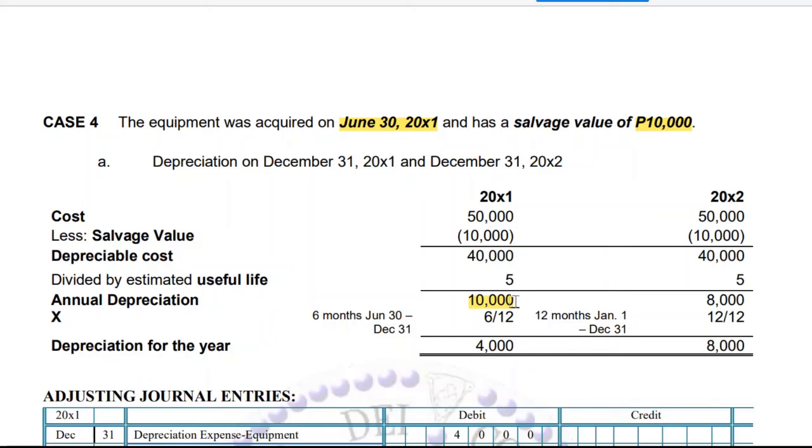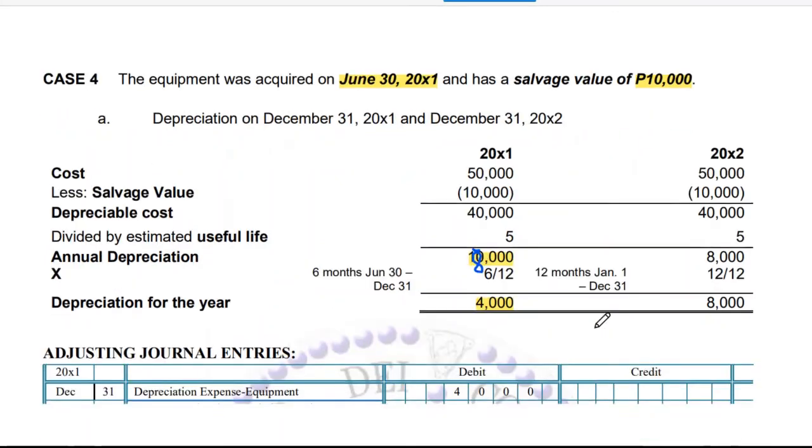Correction. So 8,000 times 6 over 12 is 4,000. So 8,000 is siya ha. Kani siya, this is 8,000. 40 divided by 5. Okay. 8,000. Okay. So 8,000 times 6 over 12, so that's 4,000.